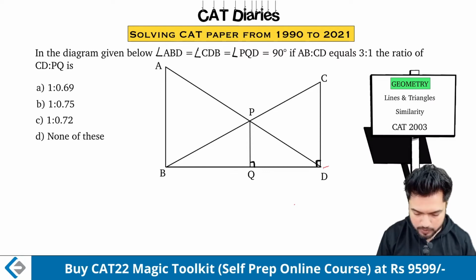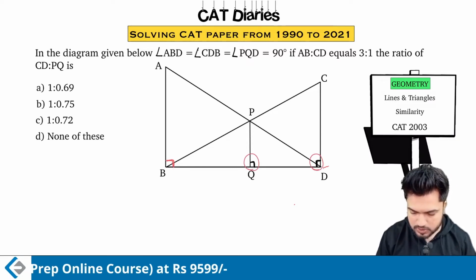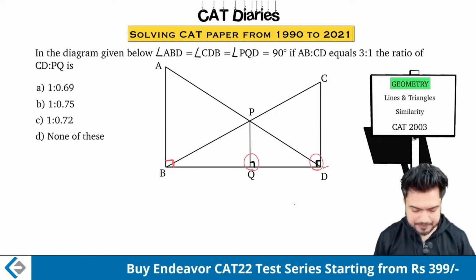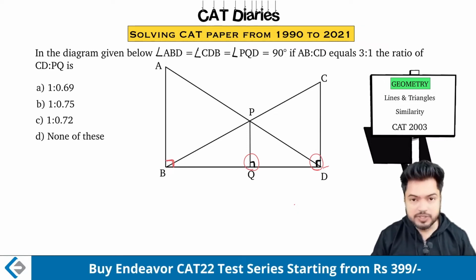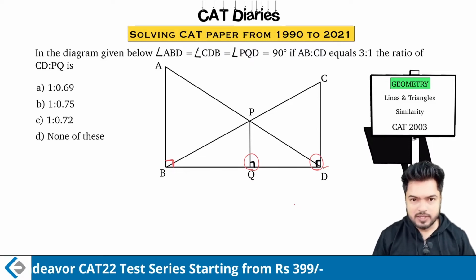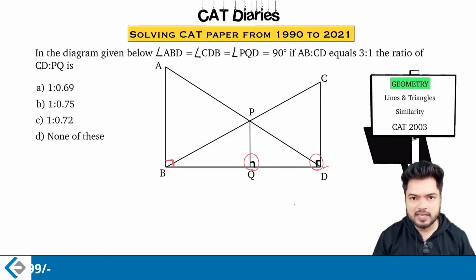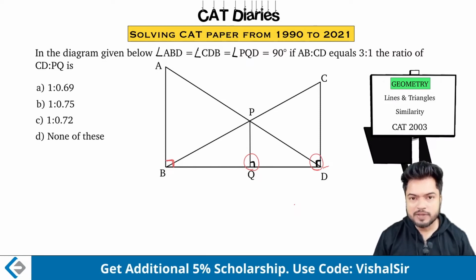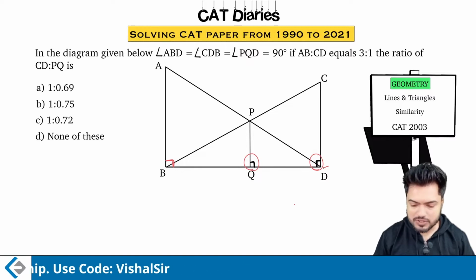So what do I understand? This angle is equal to this angle is equal to this angle. All these three angles are equal to 90 degrees. So I can see many right angle triangles here. And a triangle inside a triangle, you can understand, has to be a similar triangle, because they will have two angles the same. I'll prove this. Let's see this now.